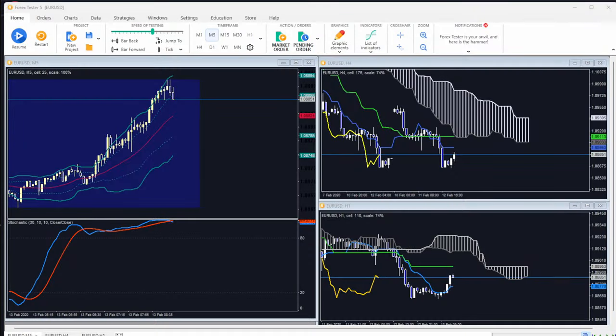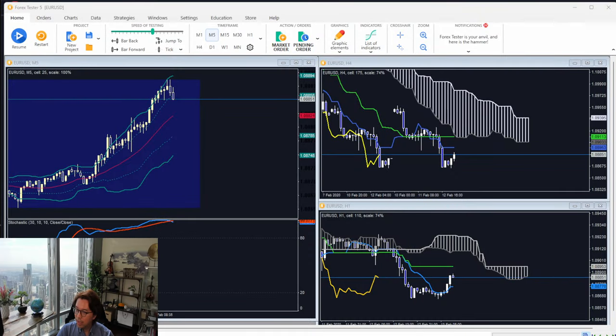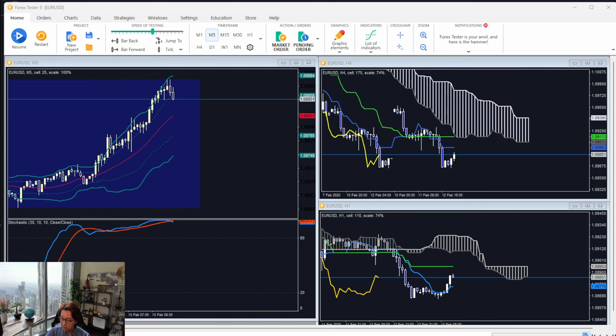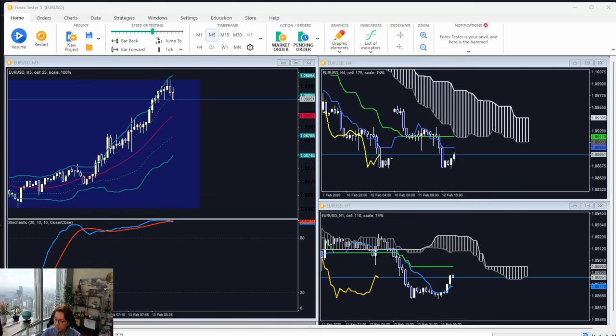This is Kei. So today, let me run the Forex Tester again and show you some entry and exit examples. So let me switch the screen. Okay, and here is the Forex Tester, and I will be running it today again to show the entry and exit example.